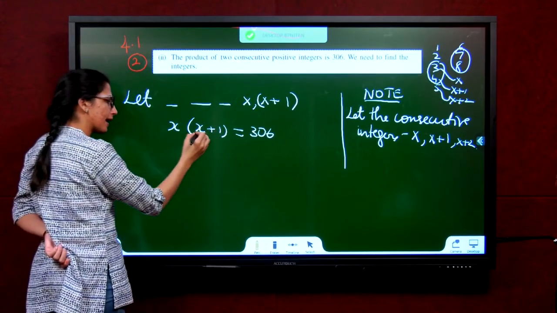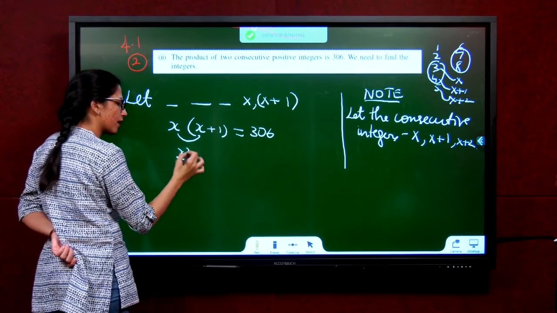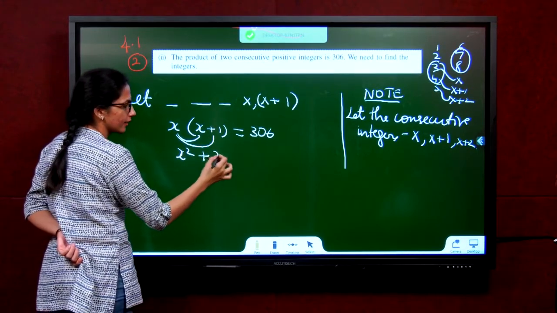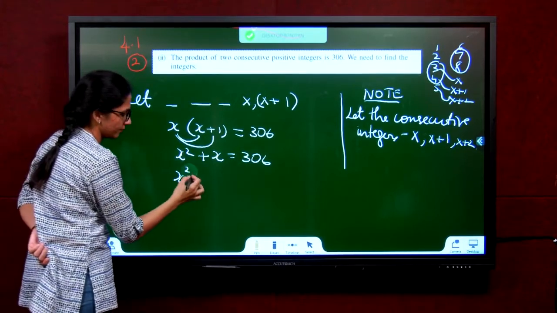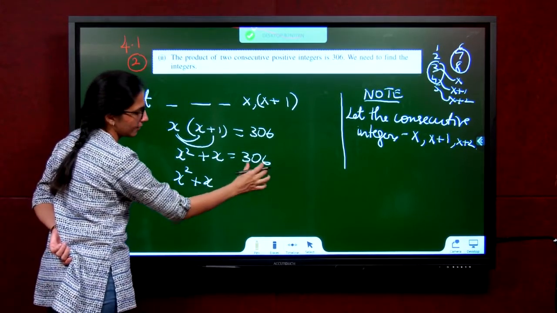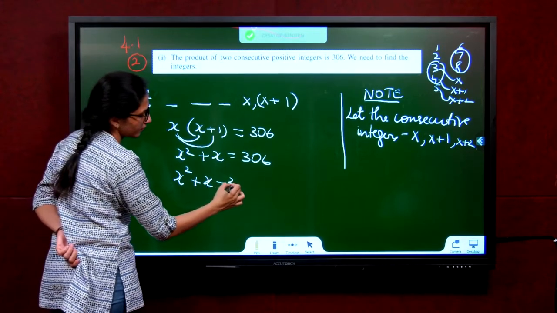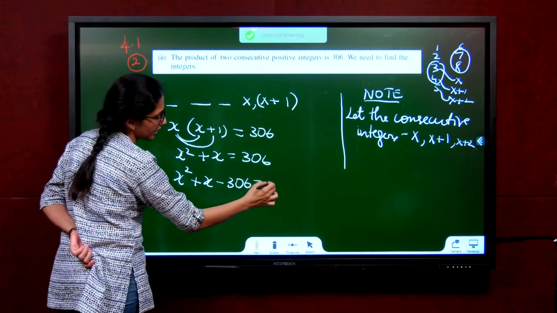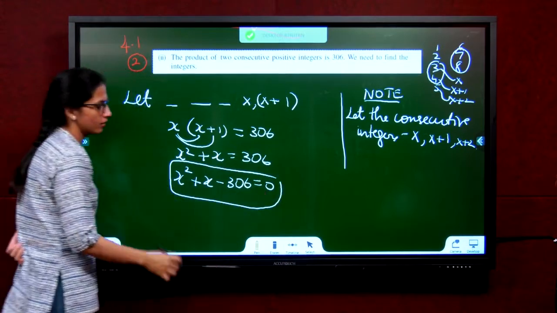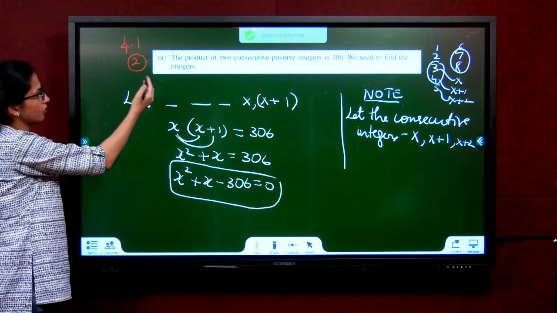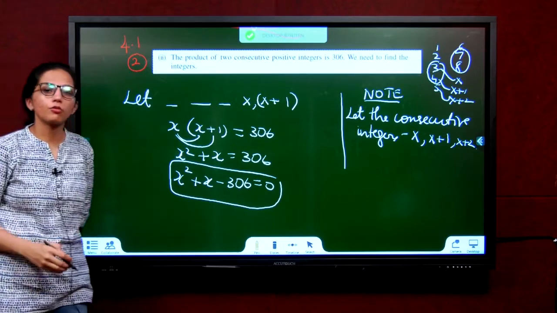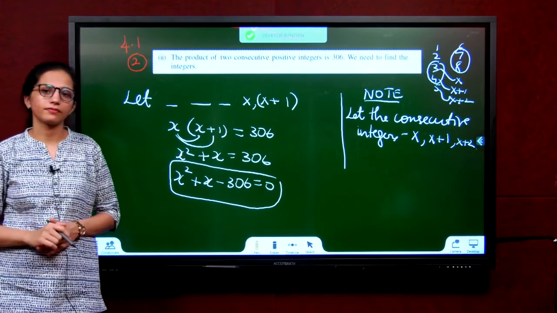Open brackets, x into x, x square, x into 1, x, is equal to 306. x square plus x, bring the 306 this side, minus 306 is 0. This is the representation of the question given in the form of quadratic equation.